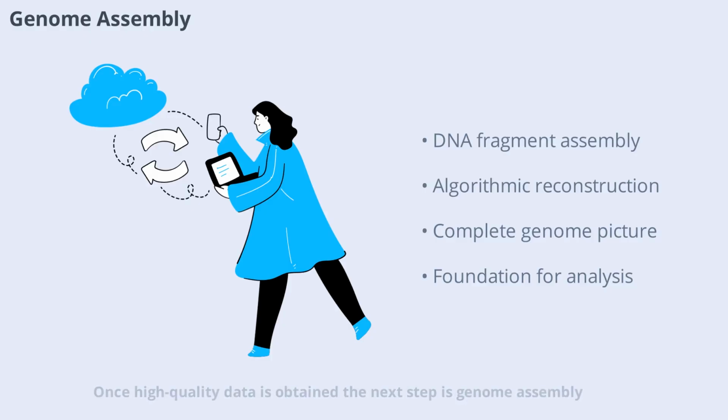Once high-quality data is obtained, the next step is genome assembly. This process involves piecing together short DNA fragments into longer sequences that represent the entire genome. Genome assembly is like solving a massive puzzle where each piece must fit perfectly. Advanced algorithms and computational tools help scientists reconstruct the genome, providing a foundation for further analysis and discovery.